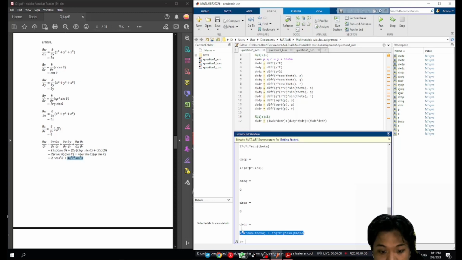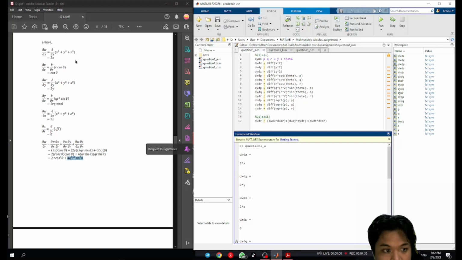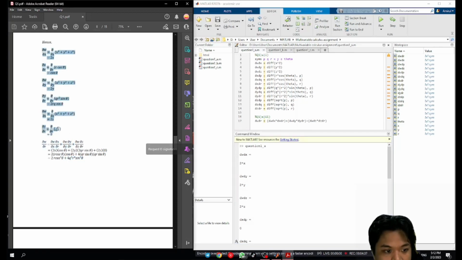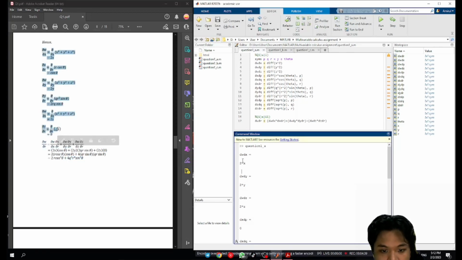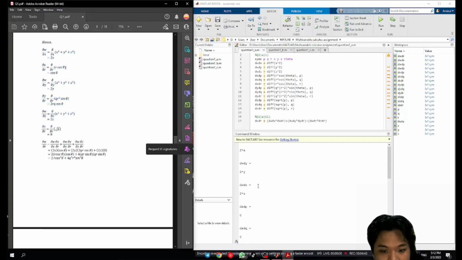This is for question 1, and this is all the calculation previously for this one. dw dx equals 2x, dw dy 2y, dw dz 2z. So it is also the same, which means it's correct. Next we are going to question 1b.